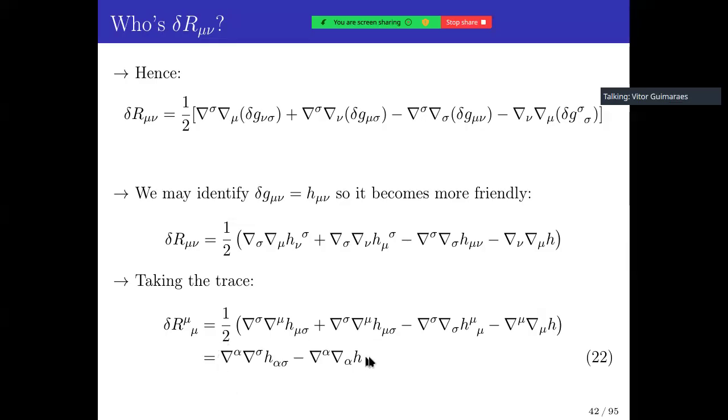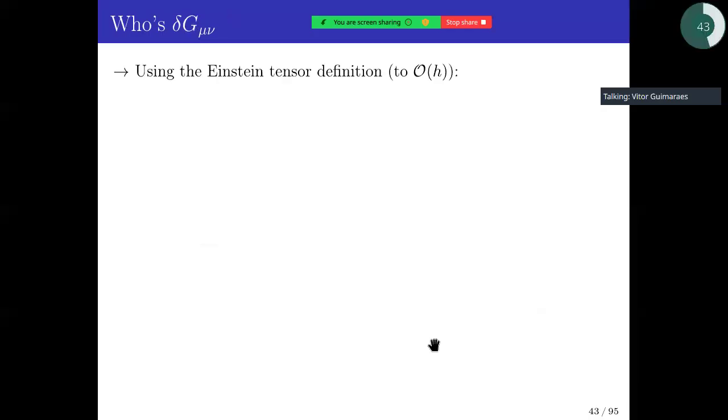Any questions so far with all the development we did with the equation so far? No? Okay, so let's proceed and see what the perturbed Einstein tensor is going to look like, all right?